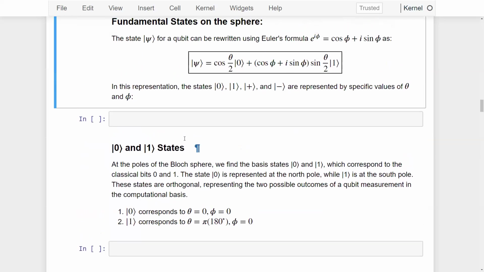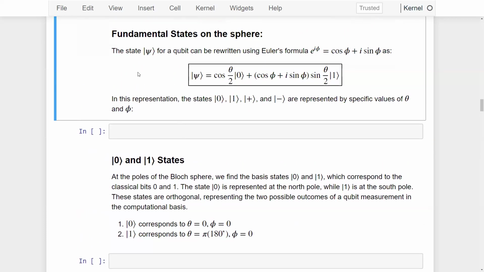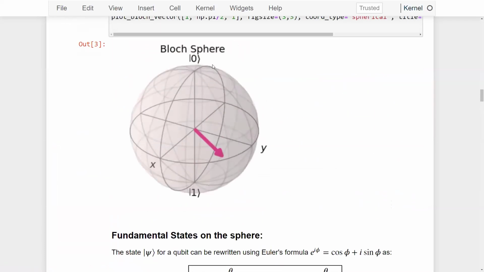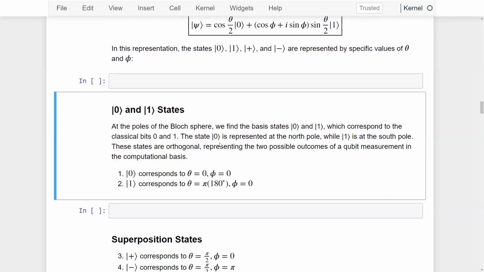So we've got three pairs of fundamental states. One pair of fundamental states is state 0 and state 1. By default, you can see them here, state 0, state 1. So state 0 in Qiskit, right, is the north pole of this Bloch sphere. State 1 is the south pole of this Bloch sphere.